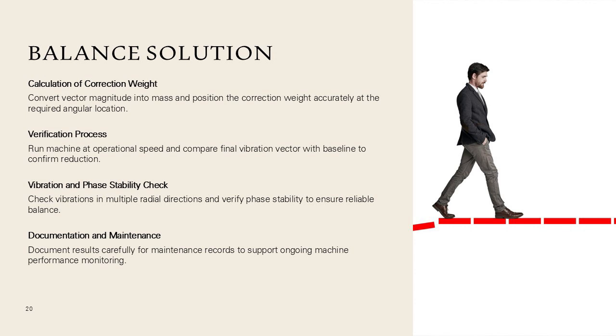It describes converting vector magnitude to mass and positioning the weight at the correct angular location. It also covers the verification process, running the machine at operational speed, comparing the final vector with the baseline, and ensuring significant vibration reduction. The slide emphasizes checking multiple radial directions, confirming phase stability, and documenting the results for maintenance records.